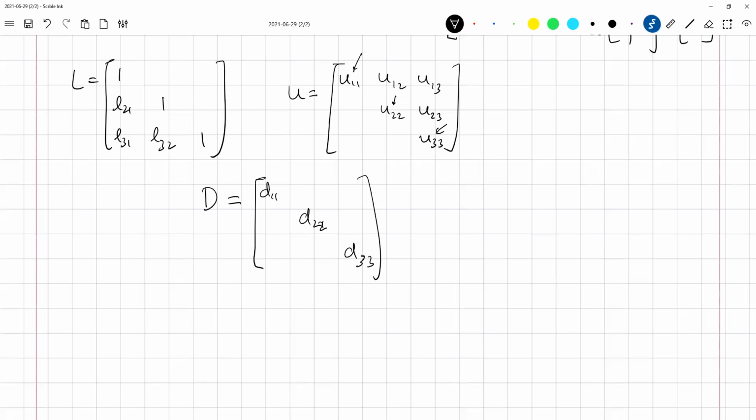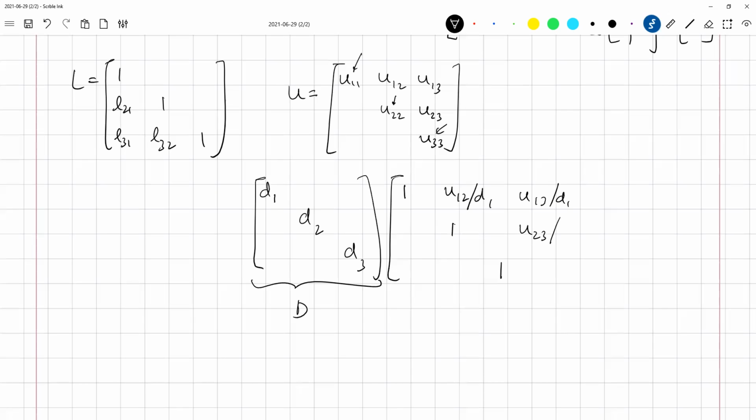Okay, and this is my D matrix, and let us say I multiply this by 1, 1, 1, and U12 divided by... instead of writing D11, let me call it D1, D2, and D3, because every other element of this D matrix is going to be 0 anyway. So U12 divided by D1, U13 divided by D1, U23 divided by D2.